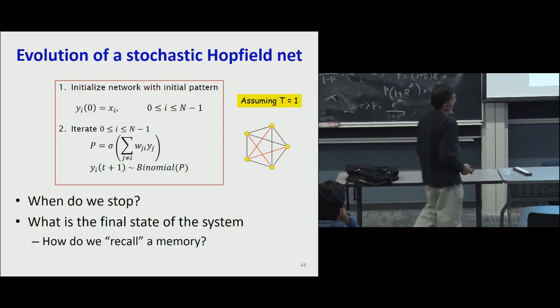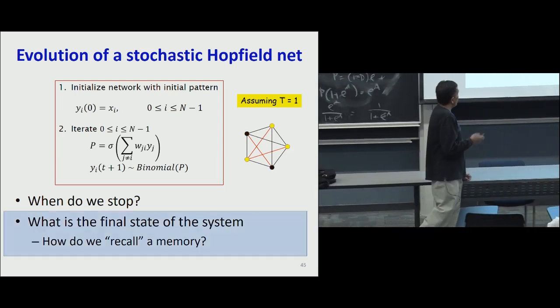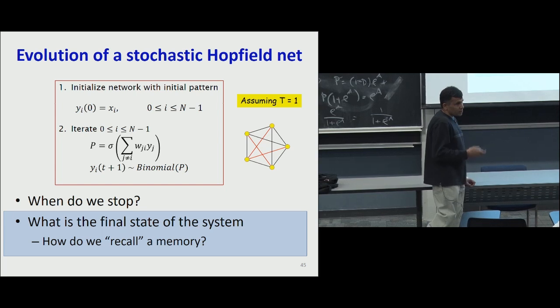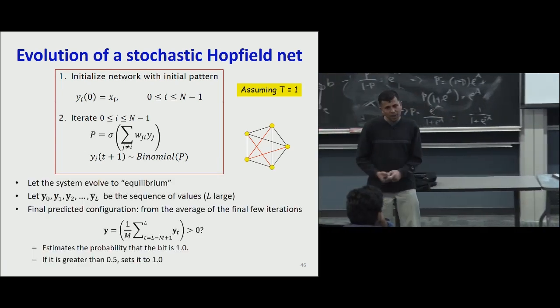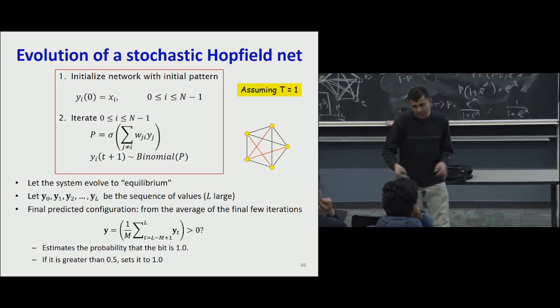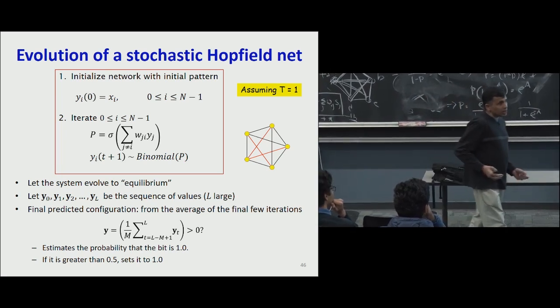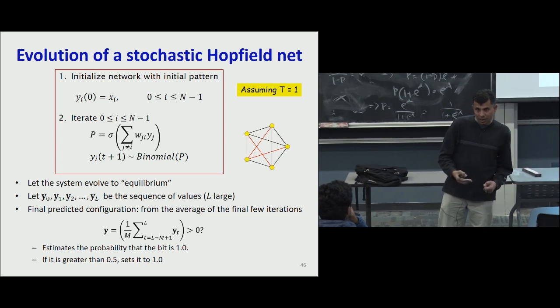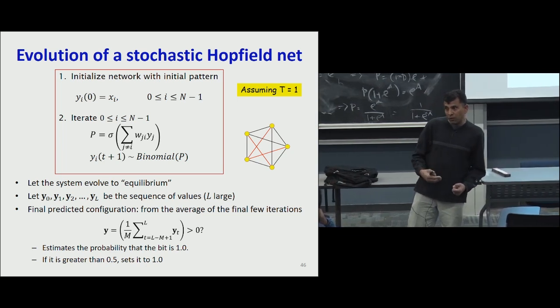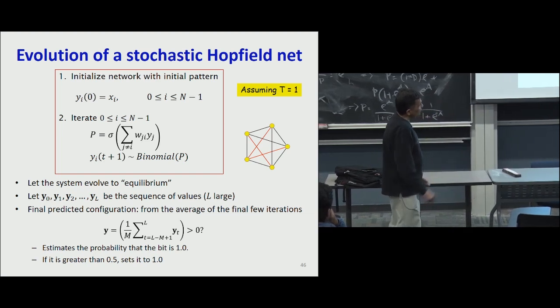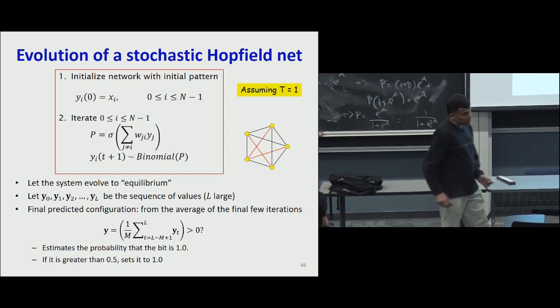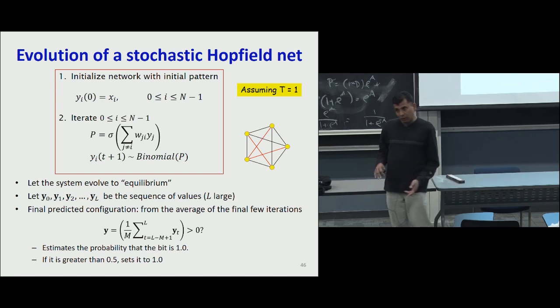So when do we stop? What is the final state of the system, and how do we recall a memory? Let's first look at how we recall a memory. I just let the system evolve to equilibrium. I'm going to just keep letting the system evolve, and eventually you expect it to visit low energy states much more frequently than high energy states. So after it's evolved for a long period of time, I can assume that it's in equilibrium.